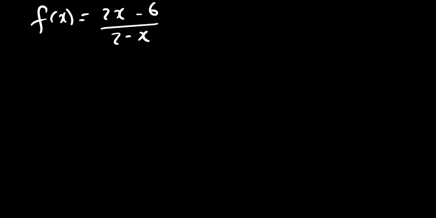What if you have a scenario where you're asked to sketch? Let me look for an example where you can try to sketch, let's say, 2x minus 6 over 2 minus x. Now how are you going to find the vertical asymptote? Like we've been doing, you equate your denominator to 0, so 2 minus x is equal to 0, so your x in this case will just be equal to 2 like that.